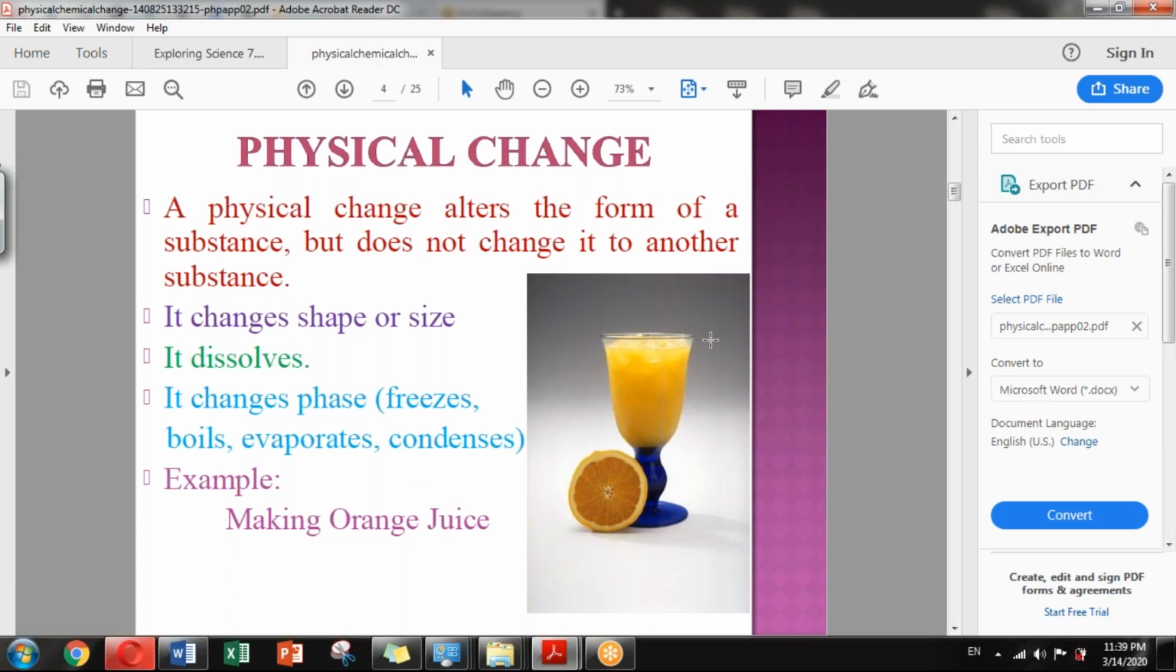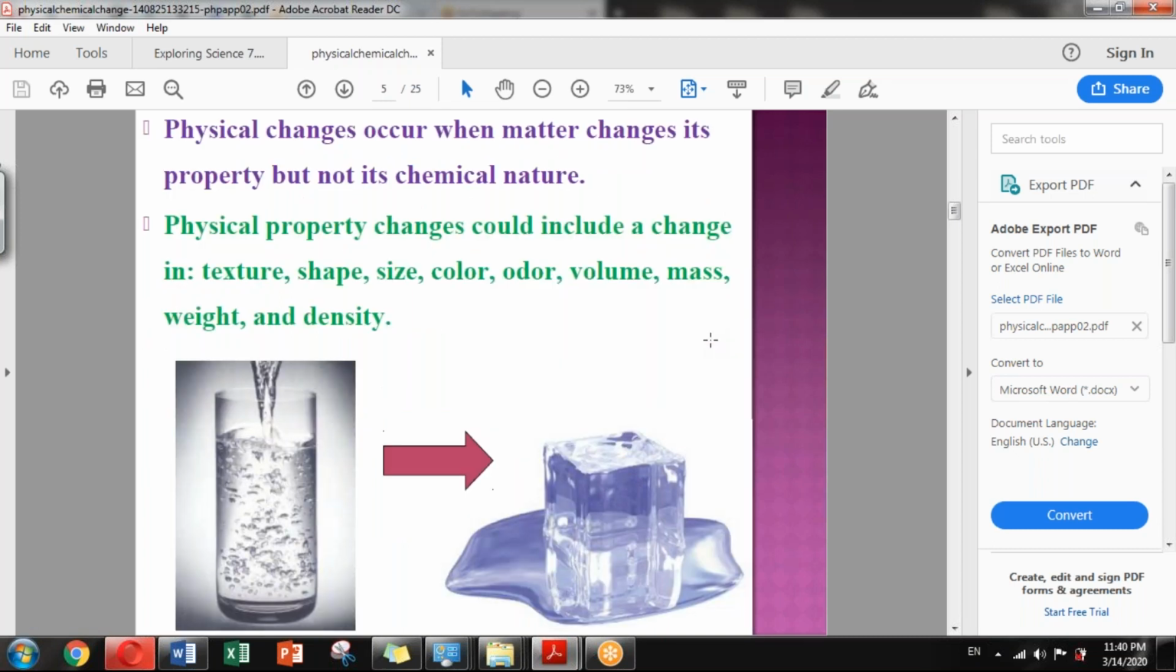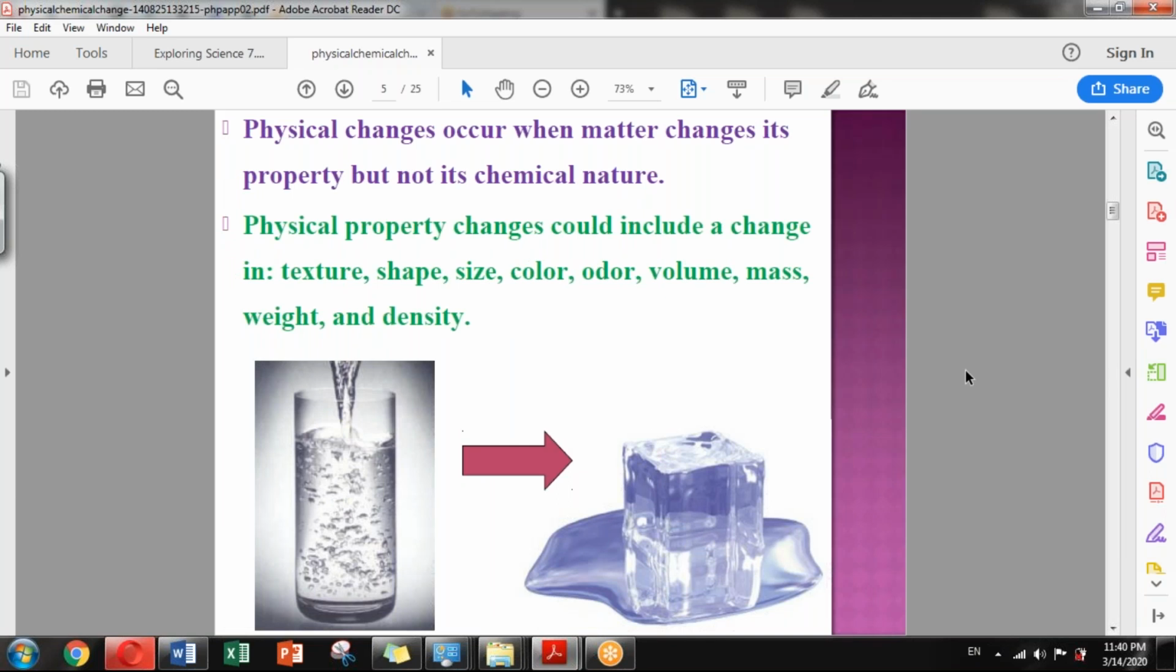Example here also, we have making orange juice. Physical change occurs when matter changes property but doesn't change its chemical nature. And again, here we have some information. Physical property change could include a change in texture, shape, size, color, odor, volume, mass, weight, and density. Let's say you have metal and you mold the metal into a different shape. In chemistry it's called malleable. Malleable ability of metals means that you can give them a different shape, you can hammer them into a different shape. Let's say you have aluminium. You can use aluminium to make the frame of, let's say, windows, but still it is aluminium. The chemical nature, the chemical identity doesn't change, but the form of the material changes. So this is physical change.